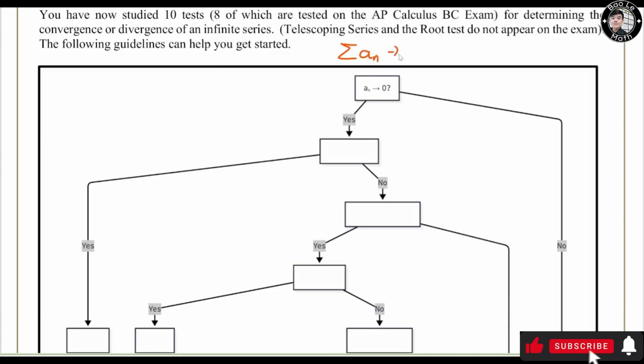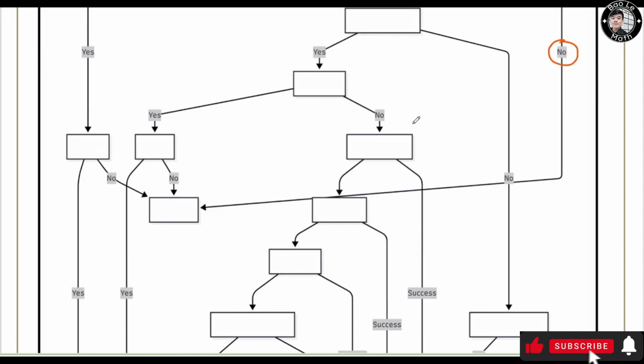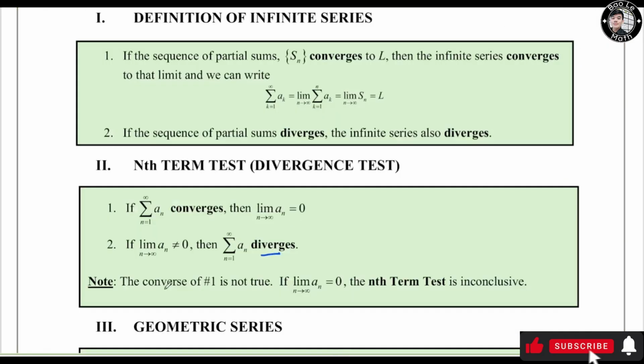Now, suppose you are given the infinite series a sub n. What you need to do is find the limit of a sub n when n approaches infinity. You have 2 possible cases. You check to see if this limit equals 0 or not. If the limit of this series is not equal to 0, then the series diverges by the n-th term test, or divergence test.